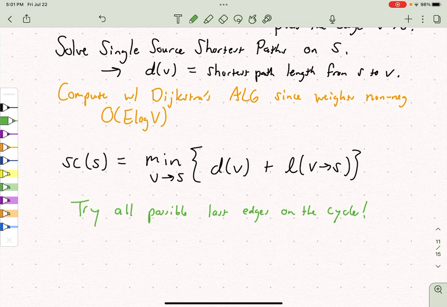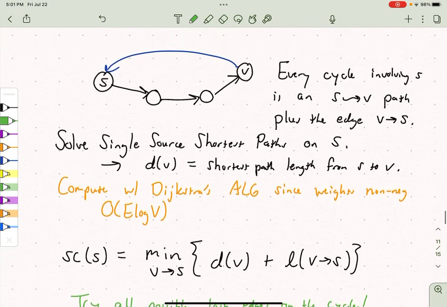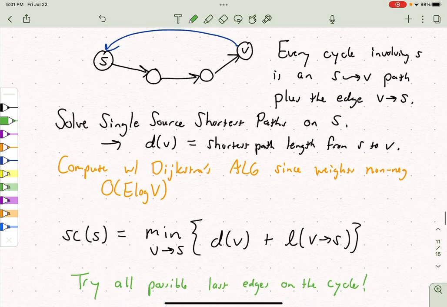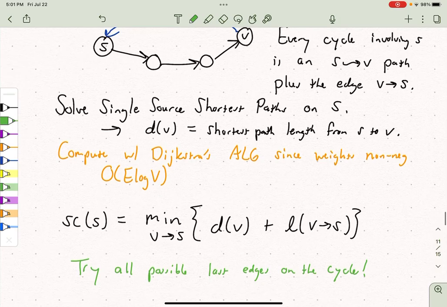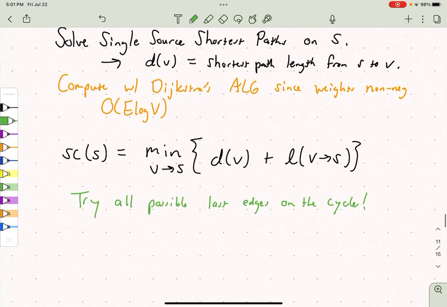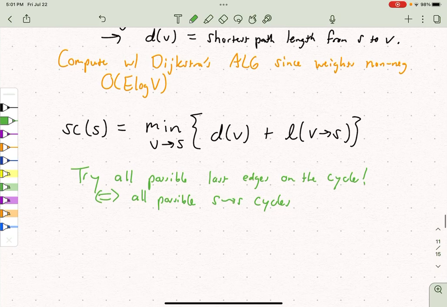And so since any cycle from S to itself must be of the form a path, S to V plus the final edge, this will try all possible cycles. And so this is optimal, i.e., it's correct.